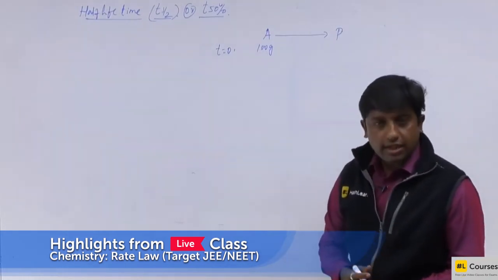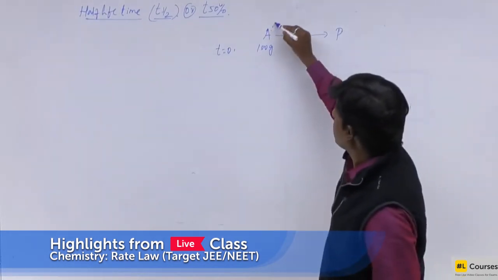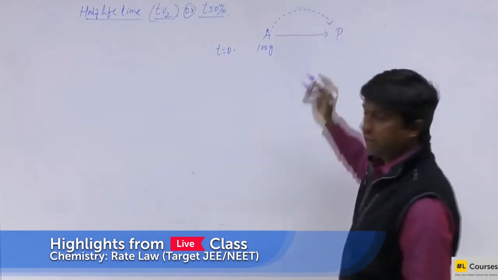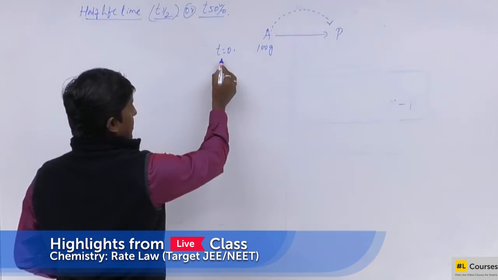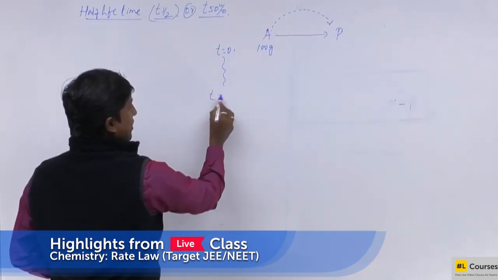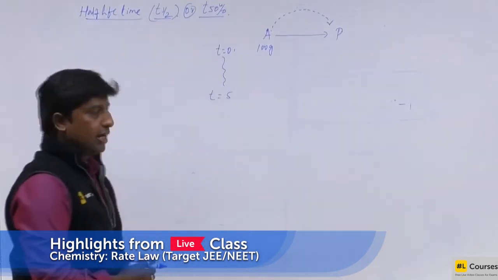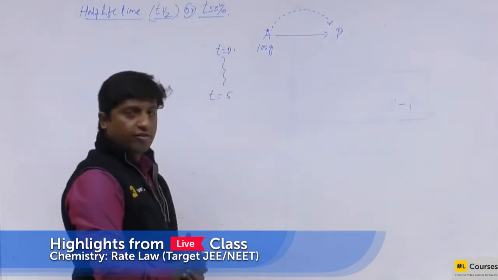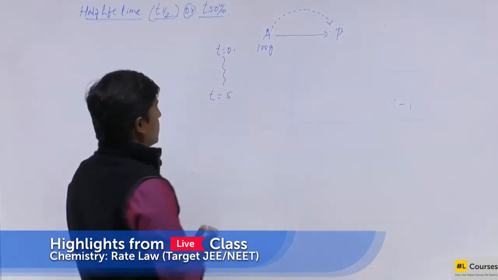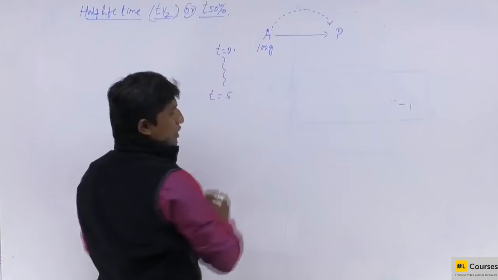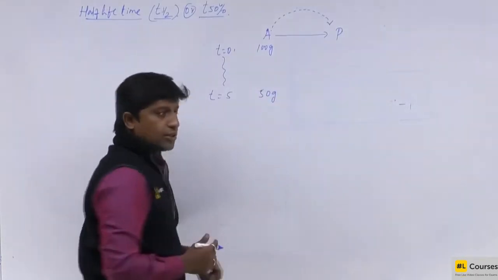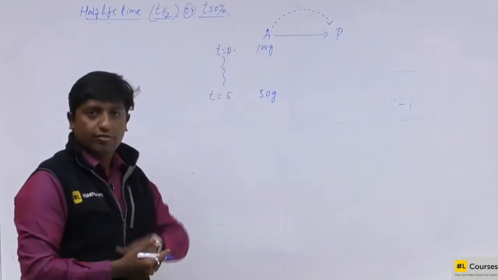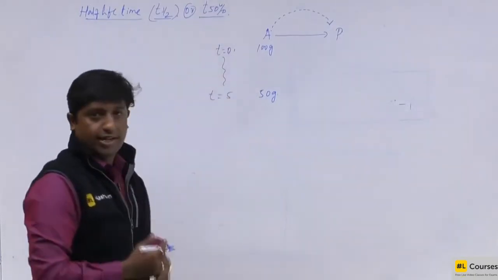And we know that as the reaction proceeds, slowly the reactant A is converting into product P. As the reaction proceeds, as the time changes, say after 5 minutes, let us measure the concentration of reactant A, students. Let the concentration of the reactant A be 50 grams. So there is a decrease in the concentration of reactant A as the time progresses.